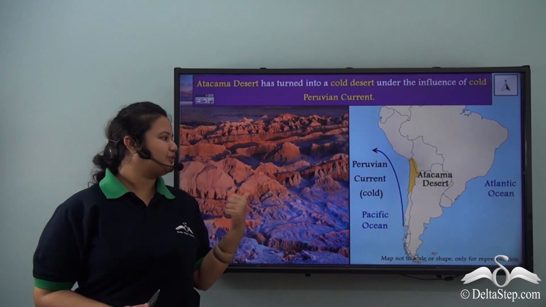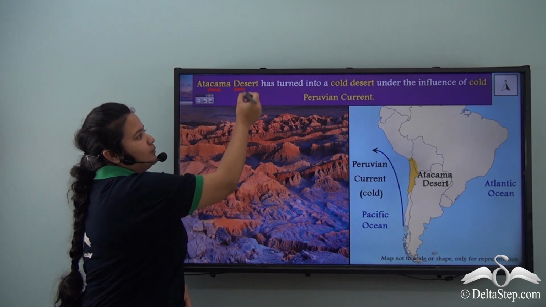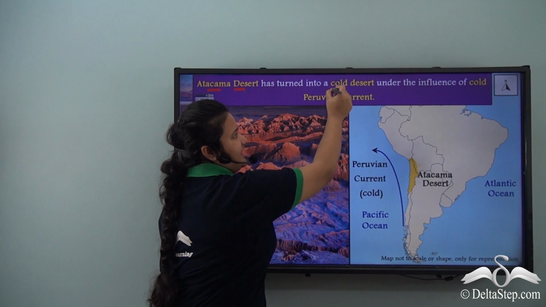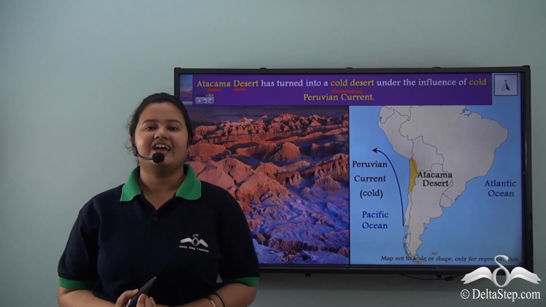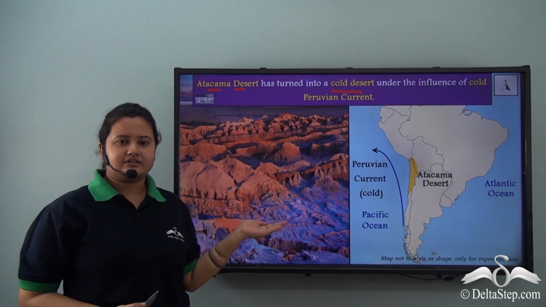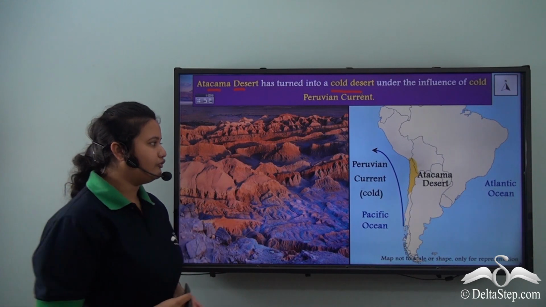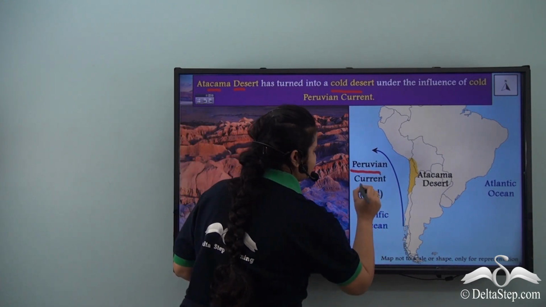Now look at this beautiful picture of a desert. It is the Atacama Desert, which is a cold desert in South America. Now you can see that it is a cold desert. What is the reason behind it? The region has turned into a cold desert under the influence of the Peruvian current.